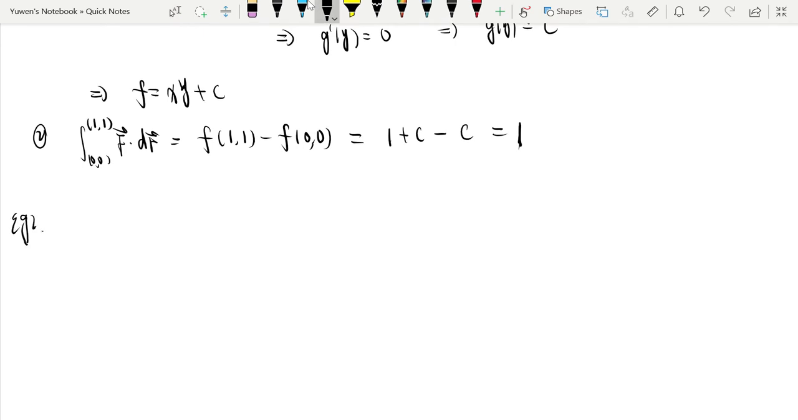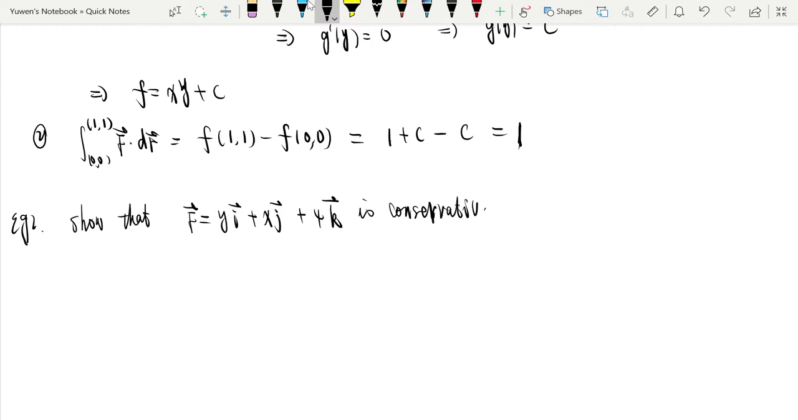The second example: show that F equals yi plus xj plus 4k is conservative, and evaluate the line integral from (1, 1, 1) to (2, 3, -1) of F dot dr.